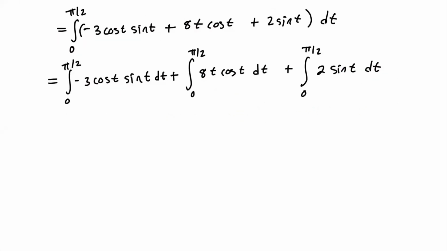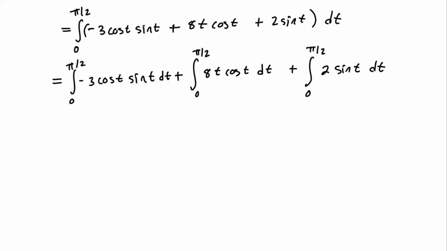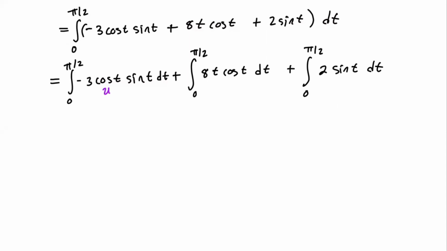Okay, so the first integral, we can do it by using simple u substitution. You can pick u to be either sine or cosine. Now for convenience, I'm going to pick u to be cosine, so the derivative would be negative sine of t dt. So now if you integrate, you're going to get u squared over 2 and replace u as cosine. So this will give us 3 cosine square of t over 2 evaluated from 0 to pi over 2.